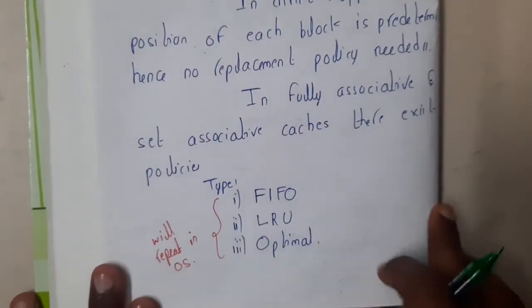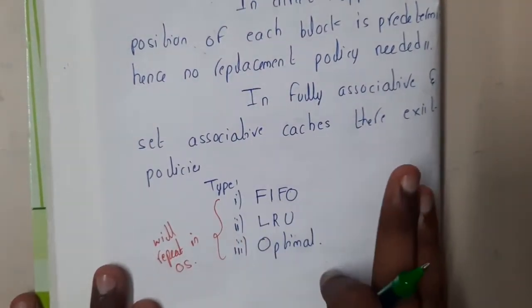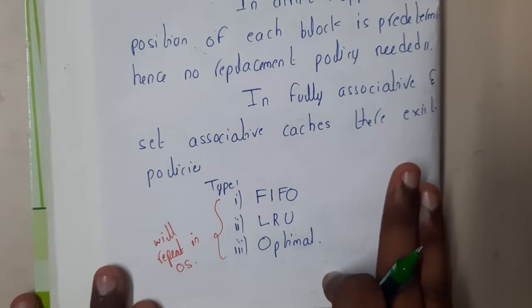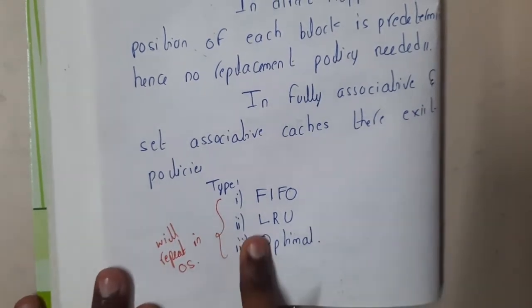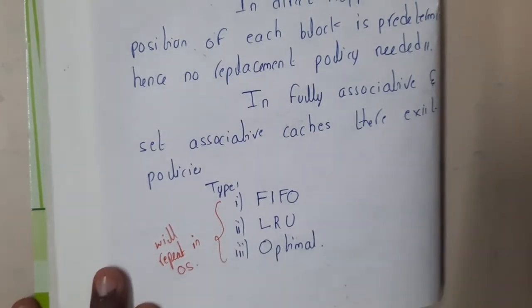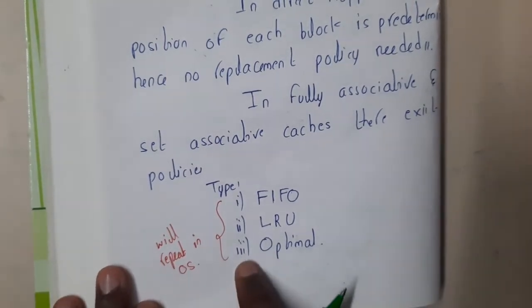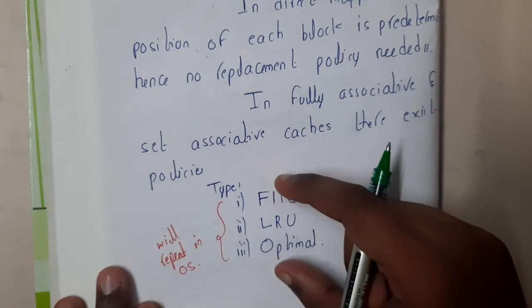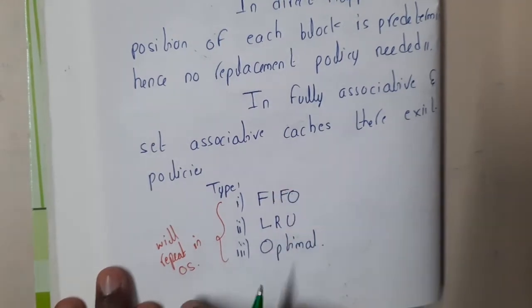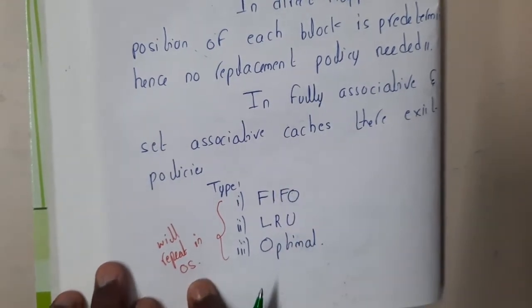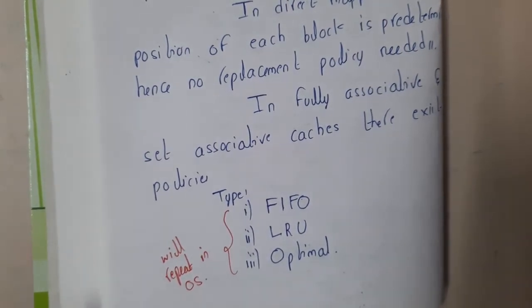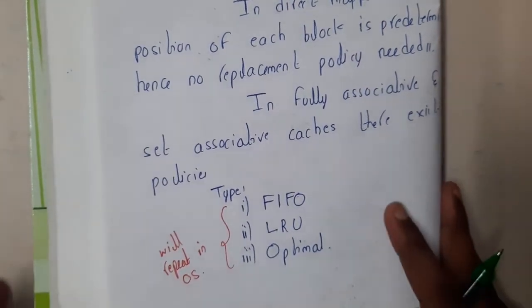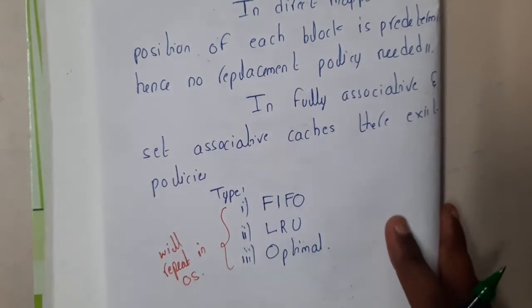There are three methods, guys. The first one is FIFO, first in first out. The second one is least recently used, LRU. The third one is optimal. These concepts we will again repeat in OS, so now you will get a clear idea, and in OS you will get an even clearer idea about this topic. Mostly the examples will be the same, I'll just be copying the same concept again.